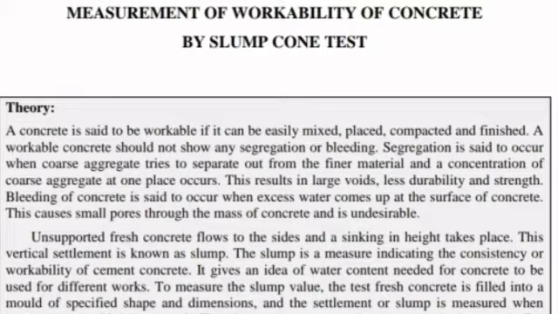Segregation is said to occur when coarse aggregate tries to separate out from the finer material and a concentration of coarse aggregate at one place occurs. This results in large voids, less durability and strength. Bleeding of concrete is said to occur when excess water comes up at the surface of concrete. This causes small pores through the mass of concrete and is undesirable.